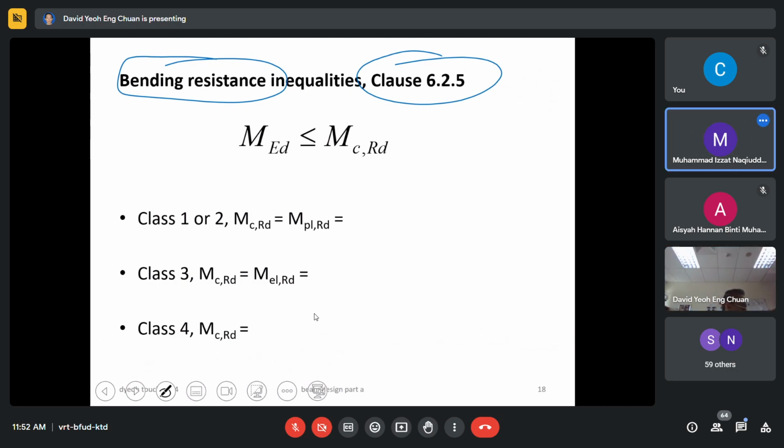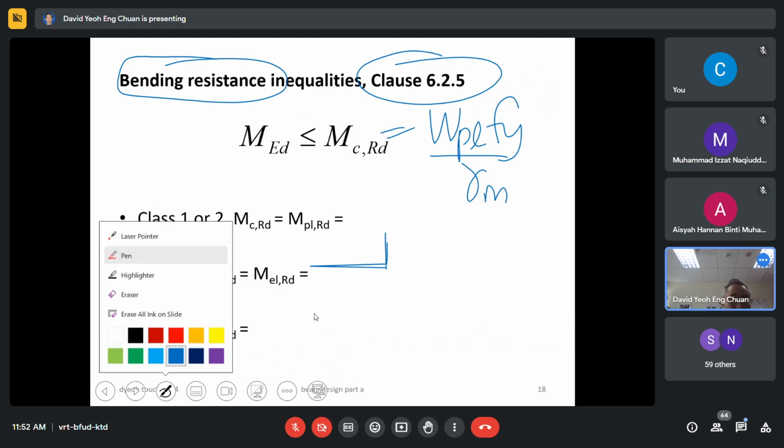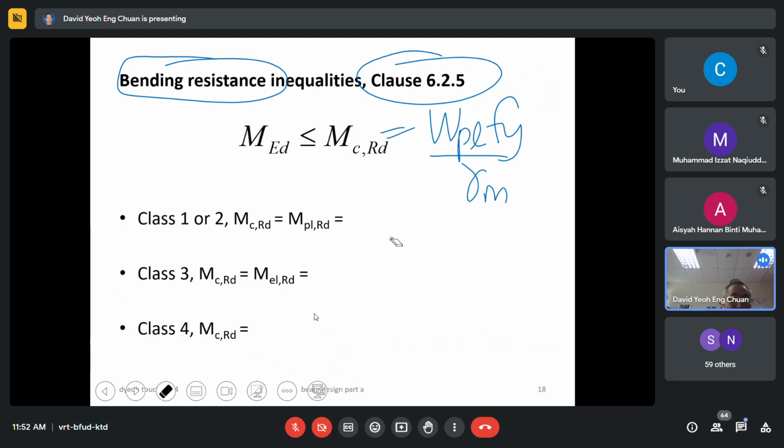Page 50. Okay, page 50. All right, so you have here W_pl times f_y over gamma_M. The birth of this, or how you get this, is actually like this: bending stress equals My over I, which is M over Z. Z is the section modulus.